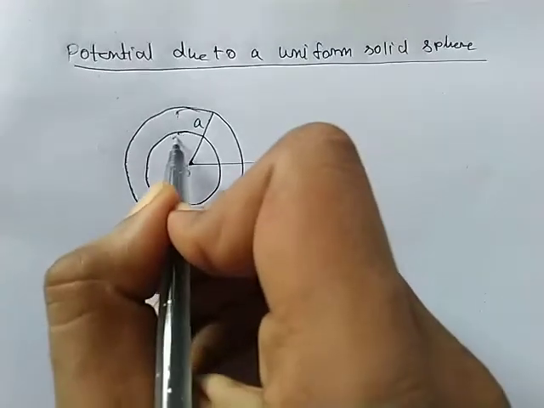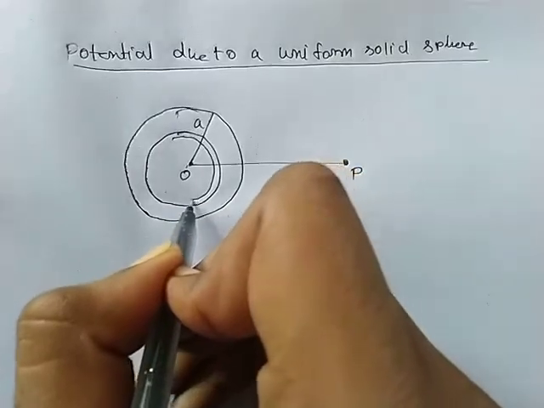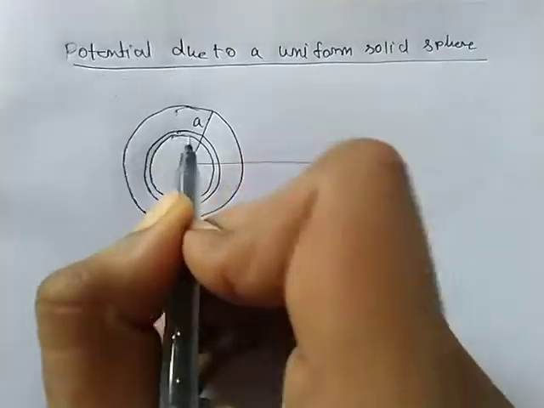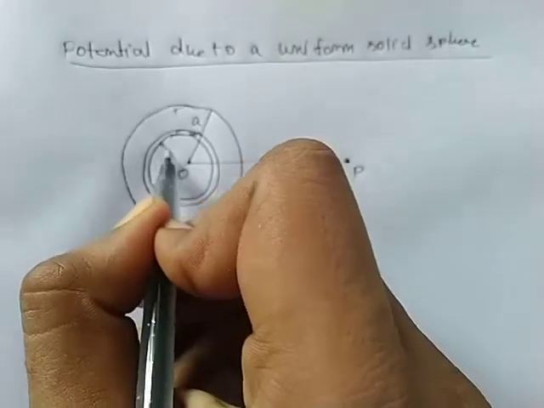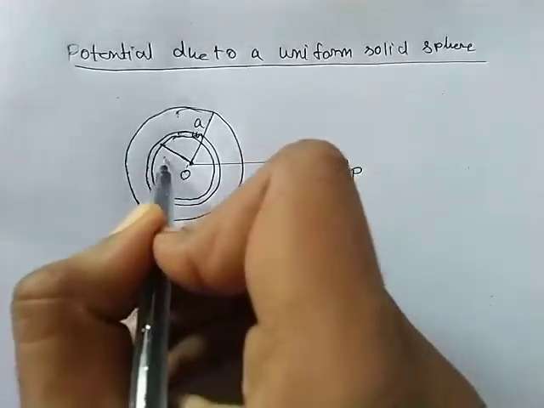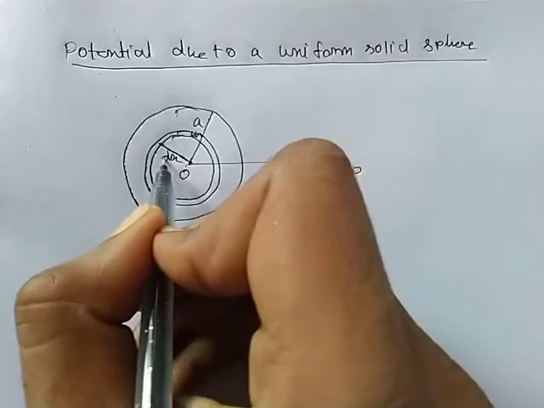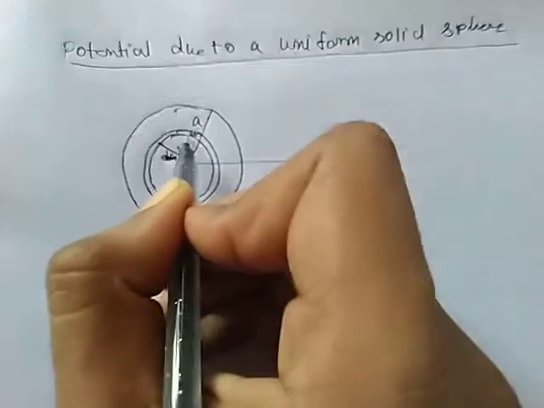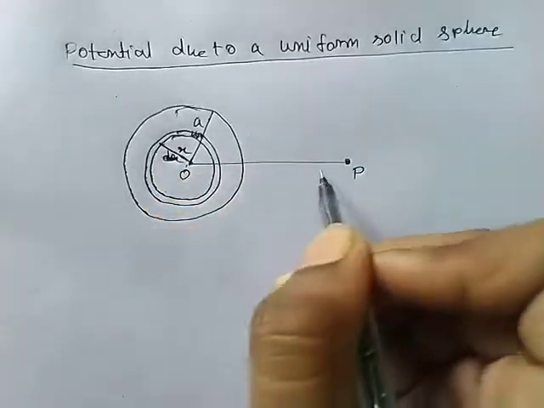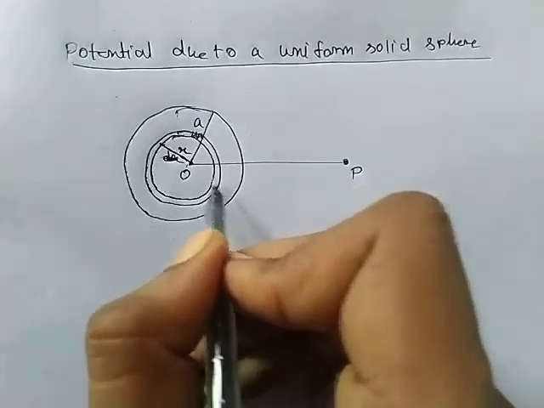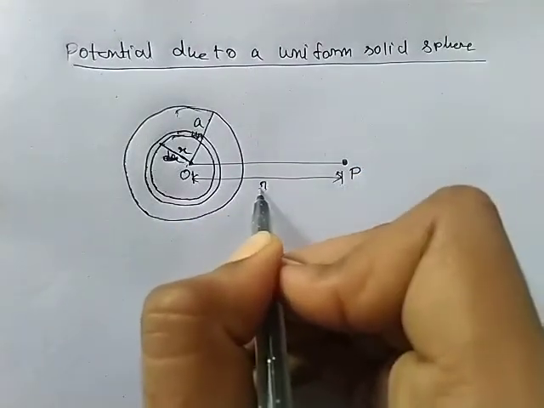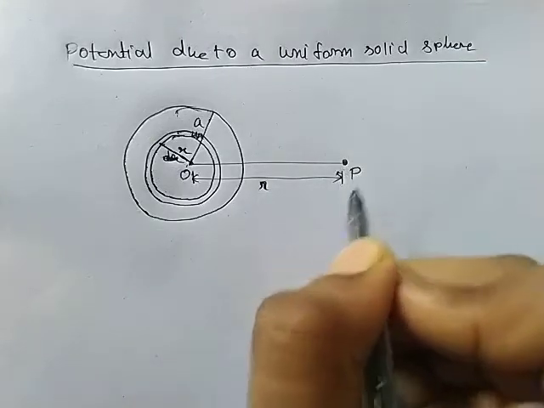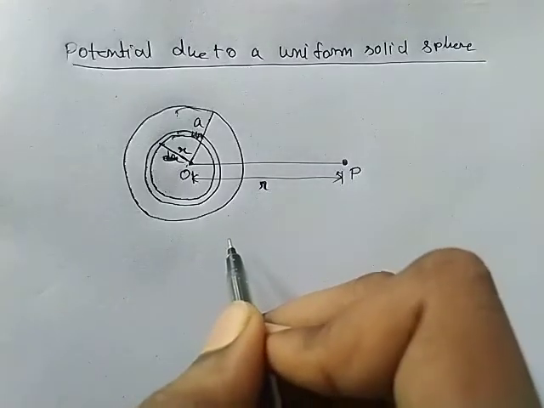This is the shell of thickness dx, and this has radius x and this is dx, and this is the distance r of the point at which we will be measuring the potential.